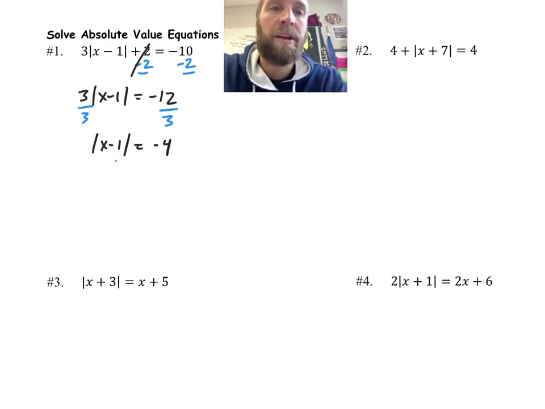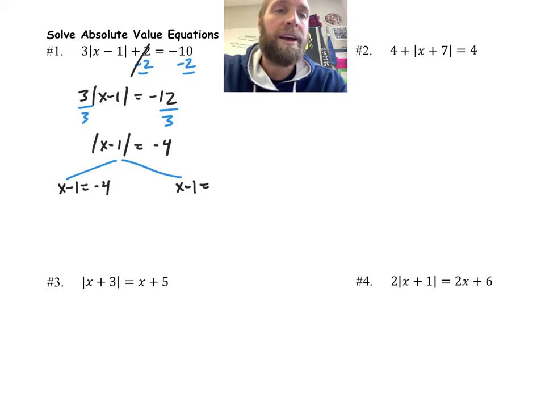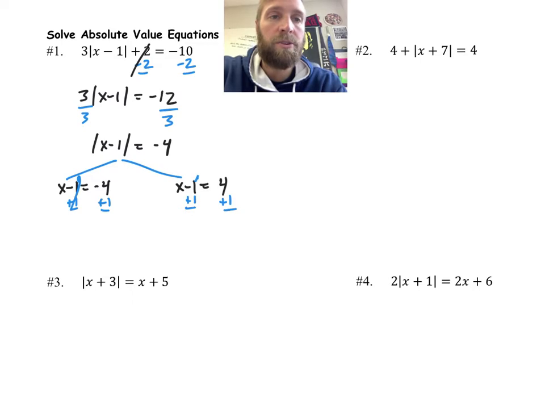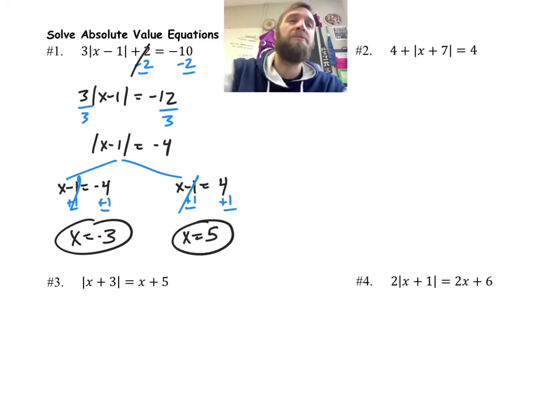Then we can go ahead and break those into our two equations. We've got x minus 1. That always stays the same in both of our equations. On one side, we have a negative 4. On the other side, that's going to flip to a positive 4. Cool, we go ahead and solve the rest of the problem. We add 1 to each side, undo, and bring down our solutions. x equals negative 3, x equals 5.